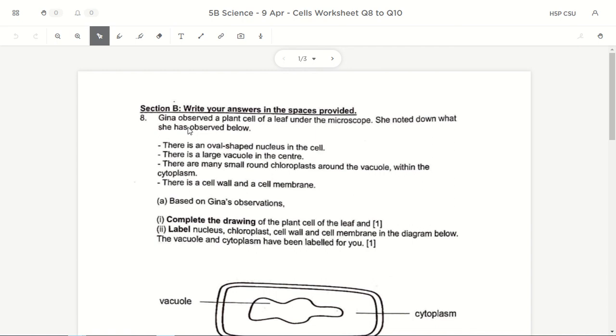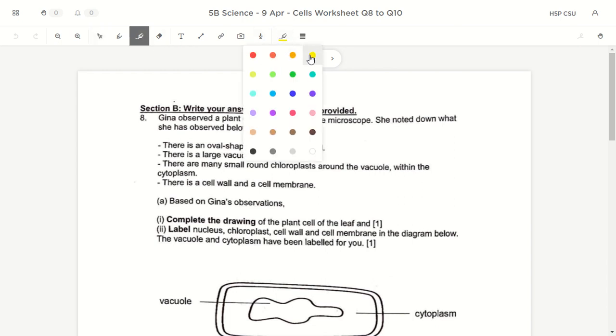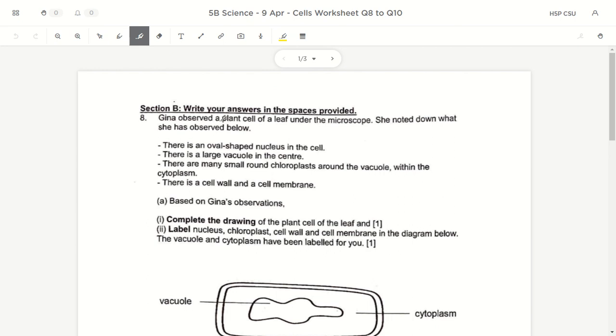Alright, so let's look at question 8. There are certain things I wish that you will highlight as you go through the question. Okay, so let's start highlighting. It says here that Gina observed a plant cell, so we know it's a plant cell. And then there are certain parts that she observed. She observed there's an oval-shaped nucleus. There's a giant vacuole here, which actually they have indicated to you. They also said something about the small round chloroplast around the vacuole, not just one but many. And there's a cell wall and a cell membrane. Okay, so this is basically parts of a plant cell.